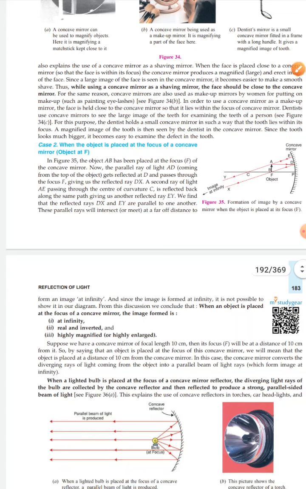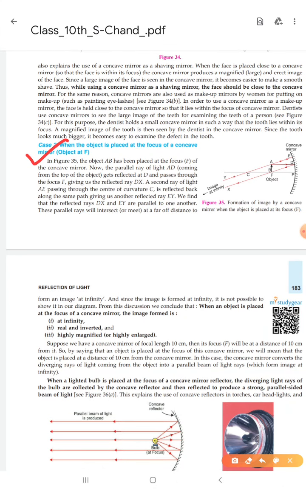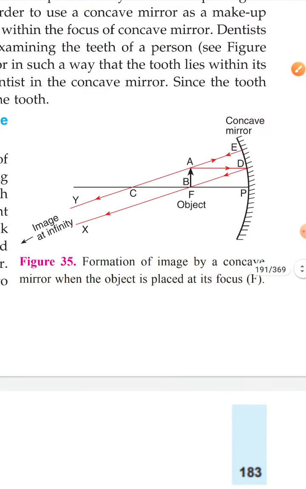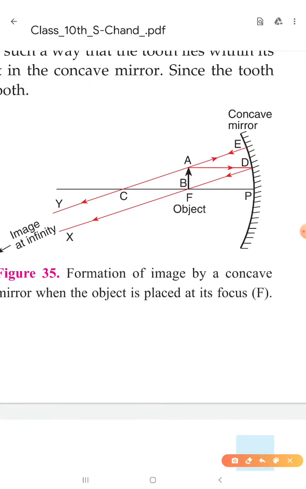Now this is our second case, when the object is placed at the focus of a concave mirror. When we place an object at focus F, then what happens? Let me magnify this image. In the first case we put our object between pole and focus. Now in the second case we will put our object at focus. This is AB. From A we will incident a light ray which is parallel to the principal axis. As we know, after reflection it will move through the focus like this.